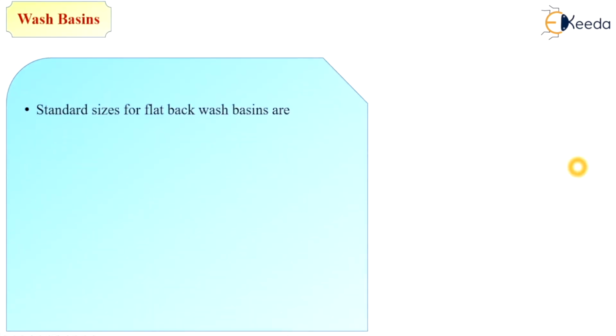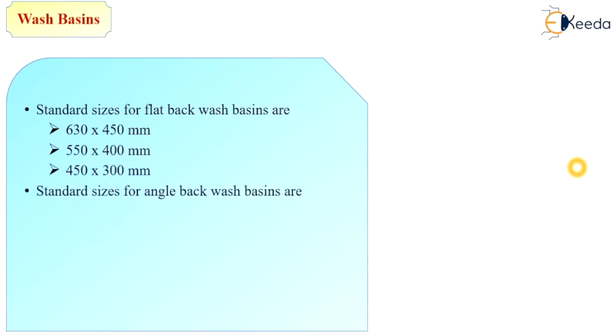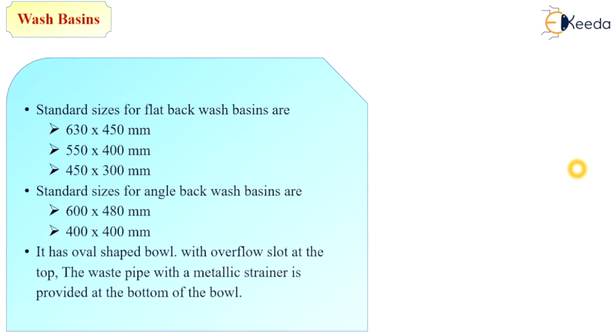The standard sizes for flat back wash basins are normally 630 by 450 mm, 550 by 400 mm and 450 by 300 mm. And standard sizes for angle back wash basins are 600 by 480 mm and 400 by 400 mm. It has an oval-shaped bowl with an overflow slot at the top. The waste pipe with a metallic strainer is provided at the bottom of the bowl.